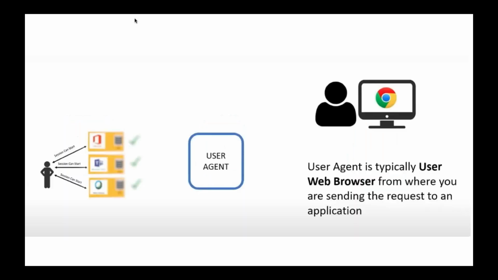Service provider is very important there. Service provider is nothing but your application. There, some SAML file is getting generated, some OAuth file is getting generated. Those things are going to work with the workflow. I will tell you these definitions later, don't worry about it. Now, what is the user agent? User agent is typically the user's web browser from where you are sending the request to the application. Your Gmail, your Facebook, your Instagram, your Twitter, your LinkedIn, all these are user agents.